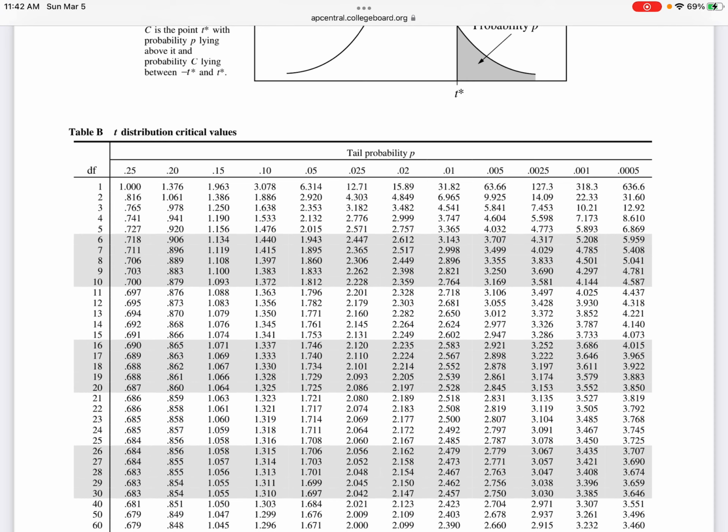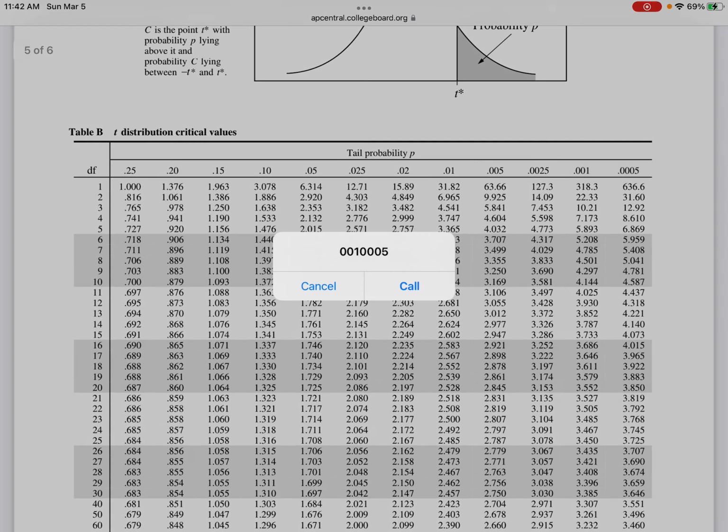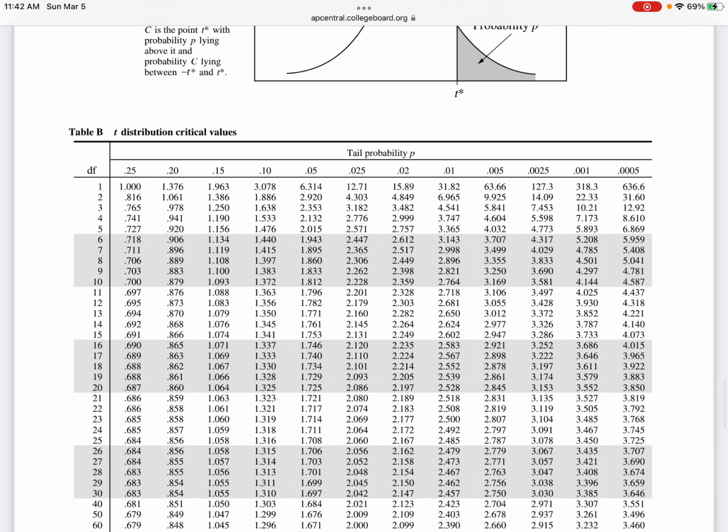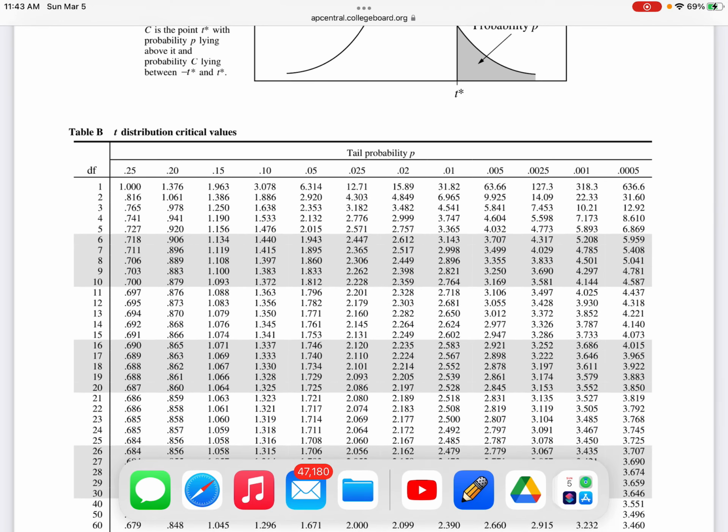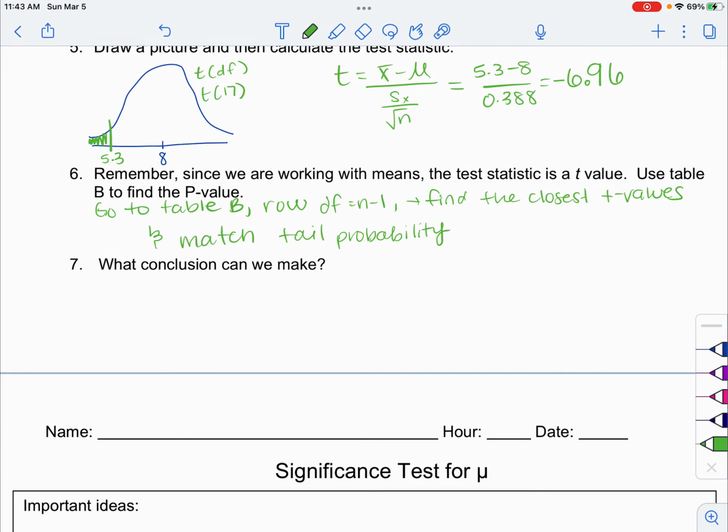So going up, now that very last column, I see the tail probability of 0.0005, and that is going to be my tail probability, 0.0005. So I'm going to say here we got a p-value of 0.0005.